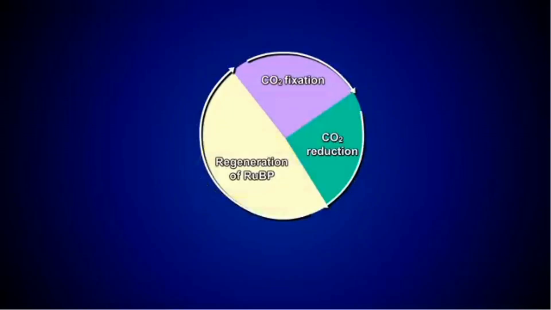The first phase, carbon dioxide fixation, basically captures the CO2 from the atmosphere so it can be used in the reactions. To do this, CO2 is attached to RuBP, a 5-carbon molecule. The enzyme used in this reaction is called Rubisco, and the result of the reaction is an unstable 6-carbon molecule that quickly splits into two 3-carbon molecules called 3-phosphoglycerate, or 3PG.